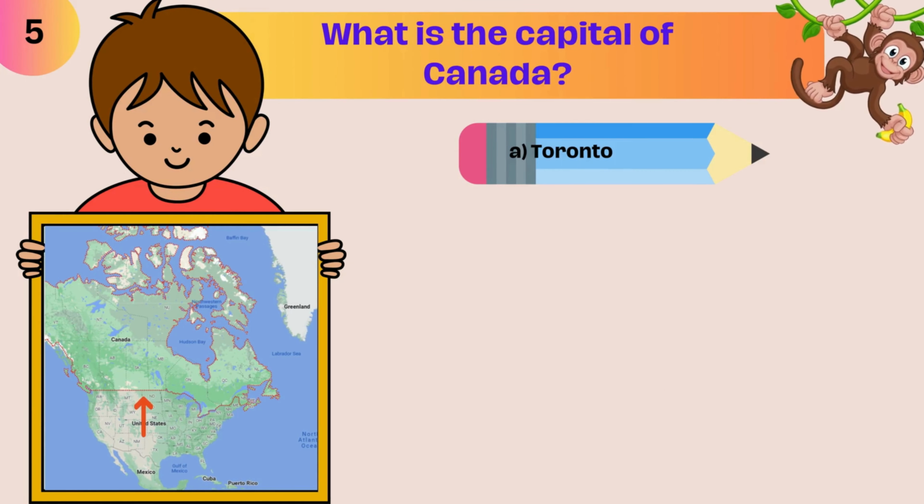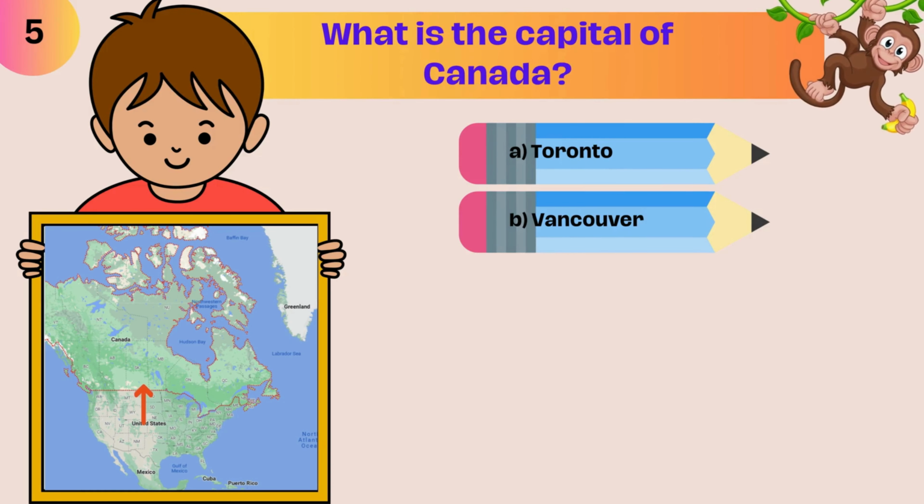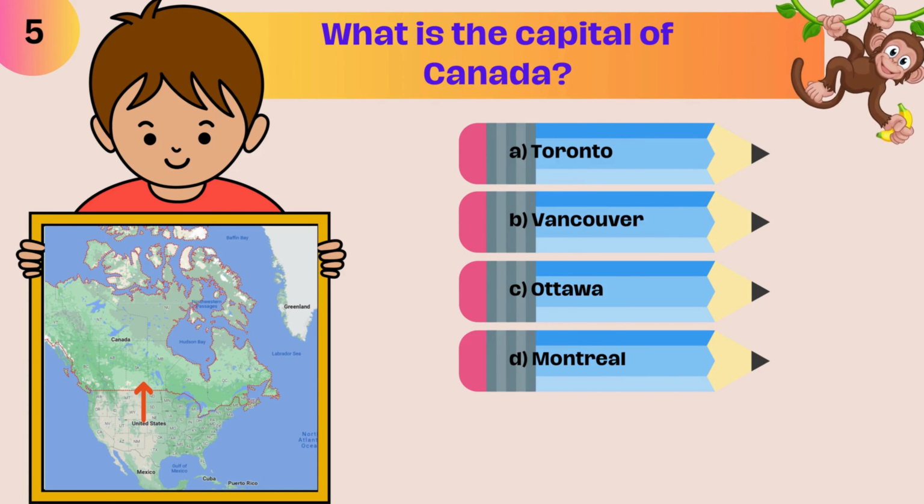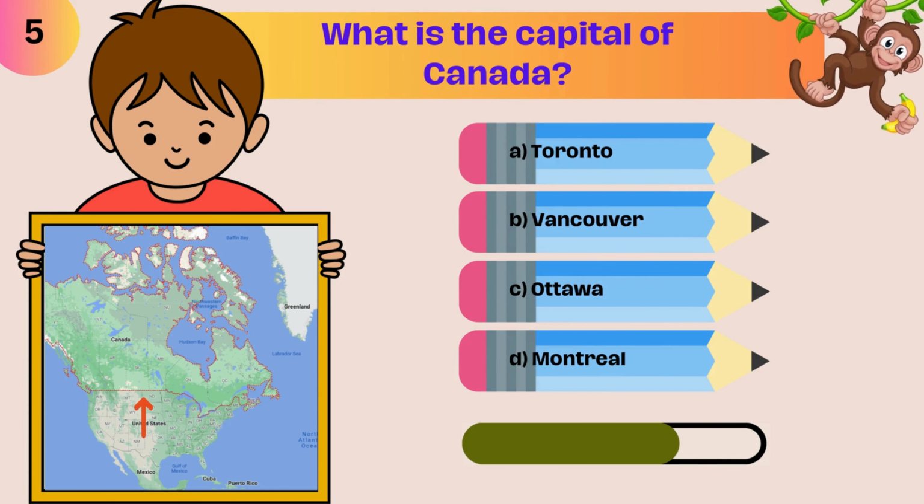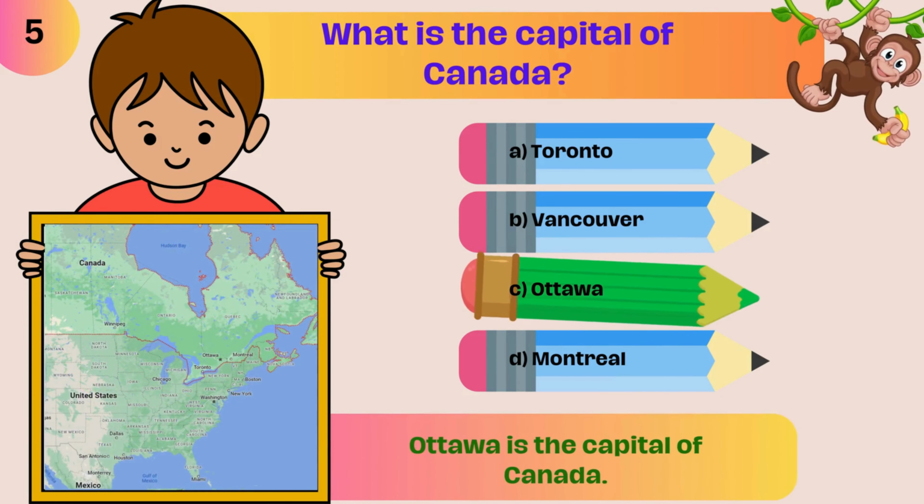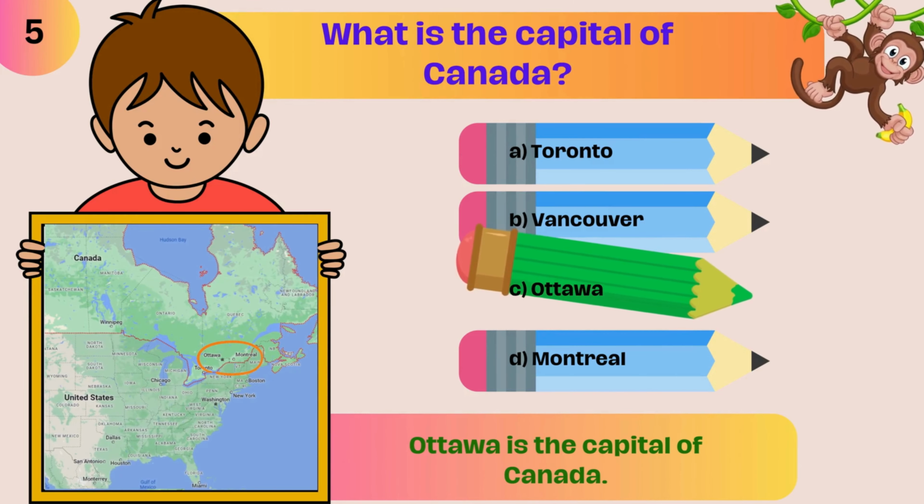What is the capital of Canada? A. Toronto. B. Vancouver. C. Ottawa. D. Montreal. The right answer is C. Ottawa.